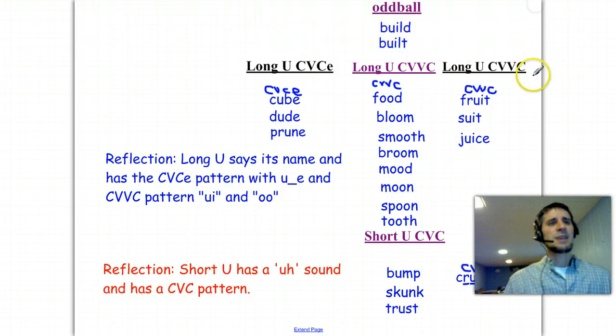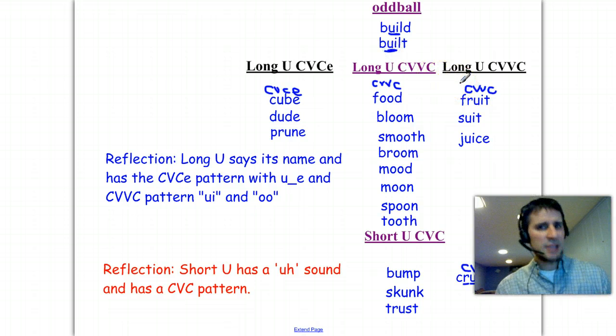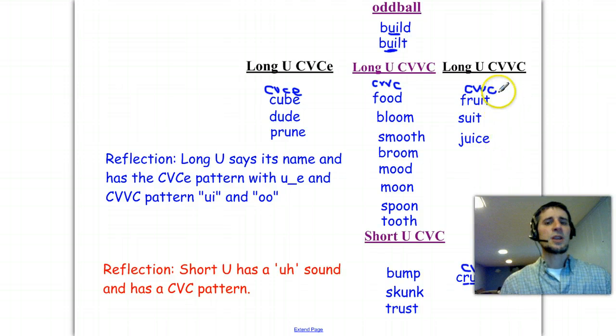Now lastly, we have oddballs. Try to say the sound in your head, and does it have a long U OO sound, or does it have a short U sound? And you'll notice you have build, you have a short I sound, but you've got a long U pattern here. That's why it's an oddball. And here we got built. So it looks like UI will give you a short I sound once in a while, but we're looking at the long U patterns this week. So that's why these are oddballs.